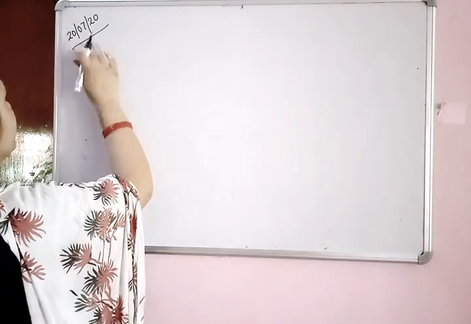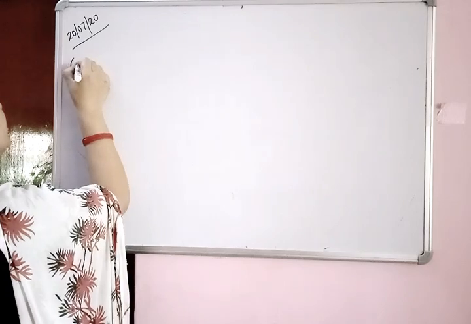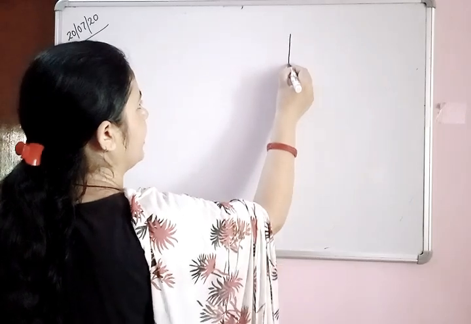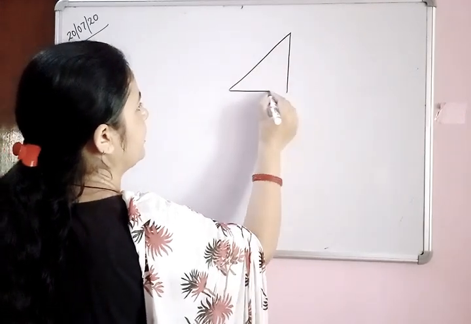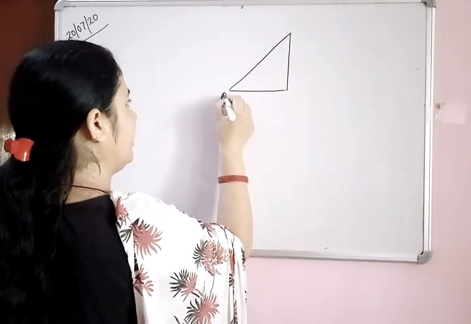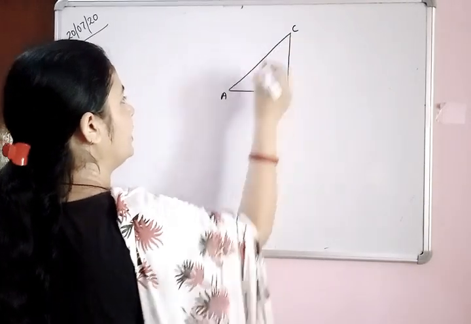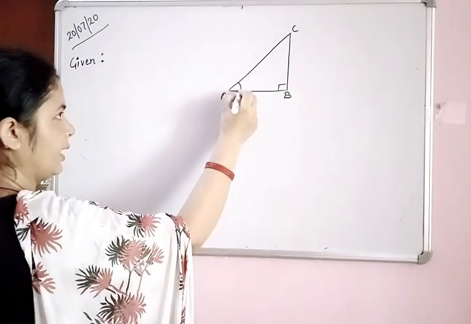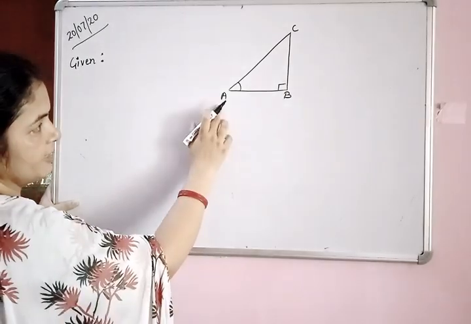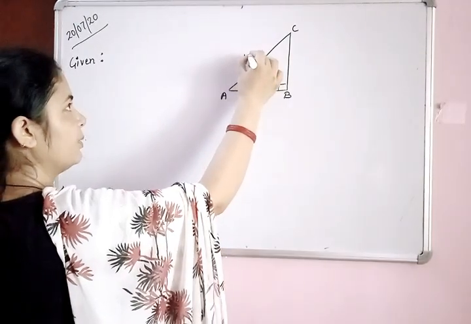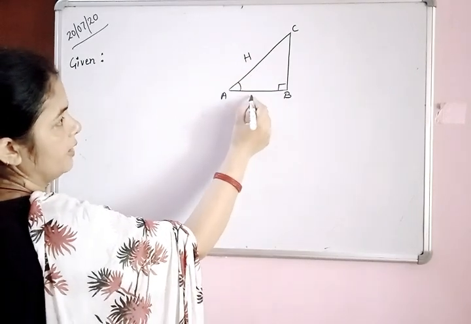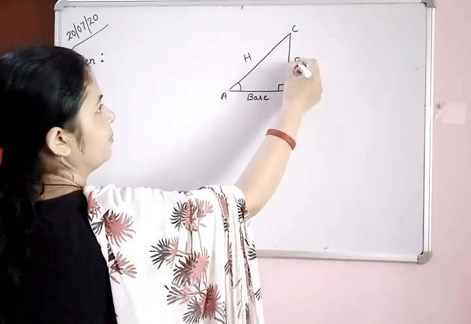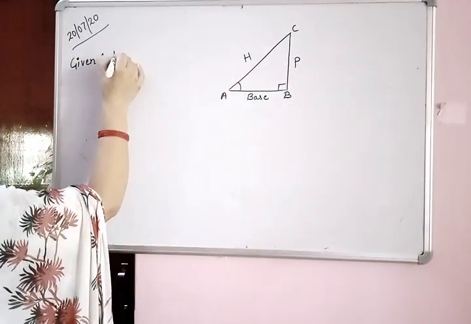For this proof, first we have to write down the given. For this we need to draw a triangle. This is a right angle triangle ABC in which angle B is of 90 degrees. Okay. With respect to angle A, if angle B is 90, then AC is the hypotenuse. With respect to angle A, AB is the base and BC is the perpendicular.